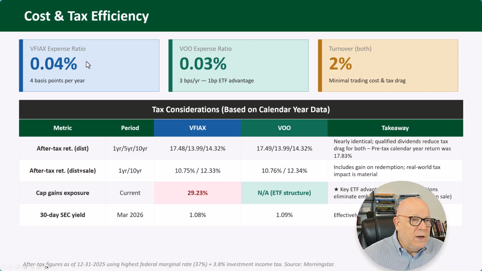Overall, expense ratio for the mutual fund, 0.04%, very, very cheap. ETF, 0.03%, just a tiny bit cheaper. Both have a turnover of 2%. Both are reasonably tax efficient.